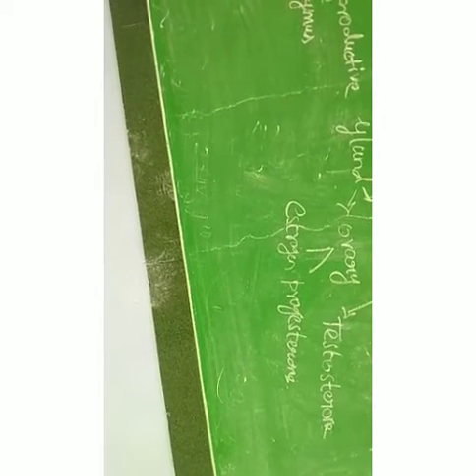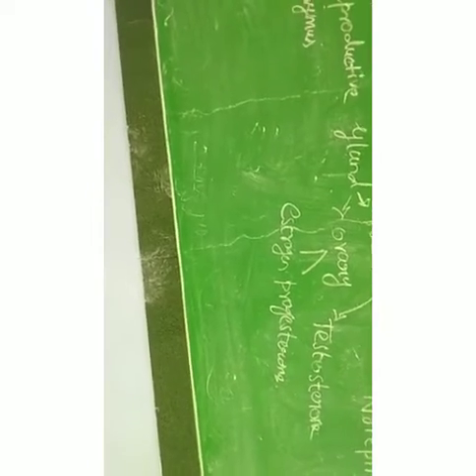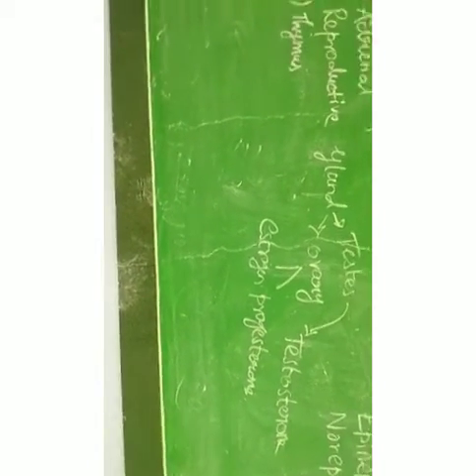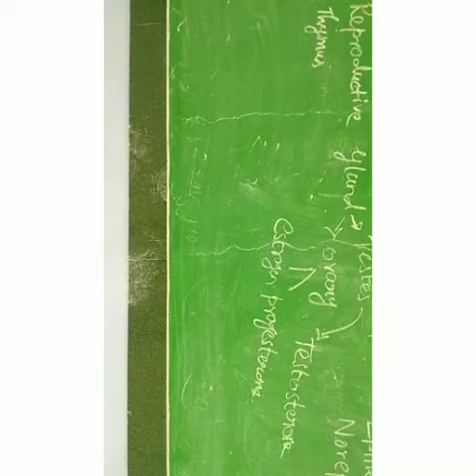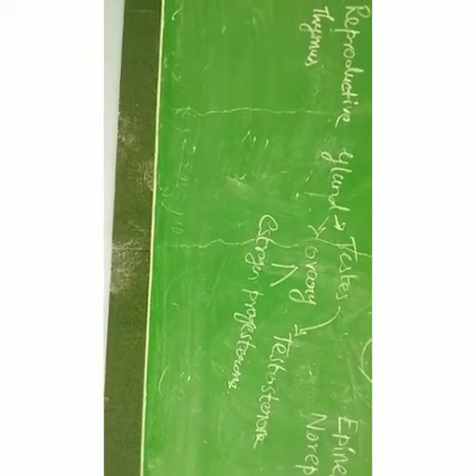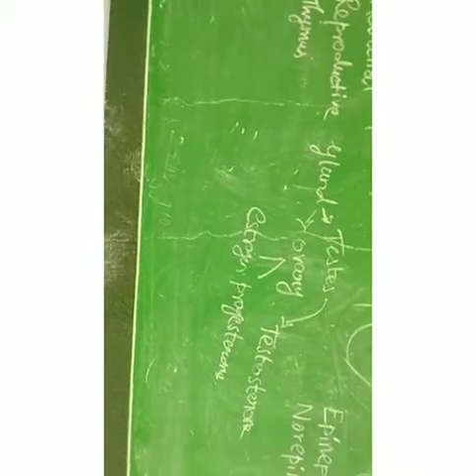The functions of progesterone are premenstrual changes in the uterus, implantation of the embryo, maintaining pregnancy, and also formation of the placenta. These are done by the hormone called progesterone.